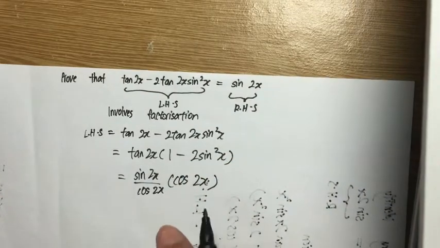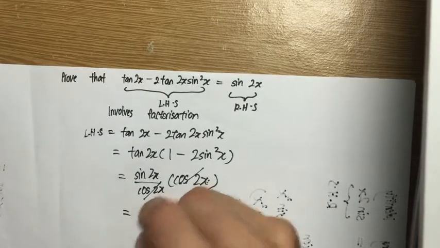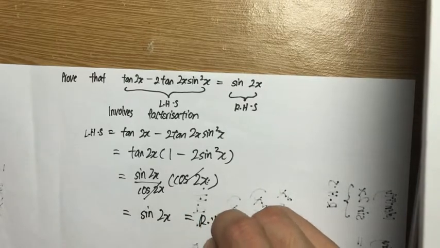From here, we can simplify the expression by cancelling the cos 2x and end up with a final answer of sine 2x, which is equivalent to our right hand side.